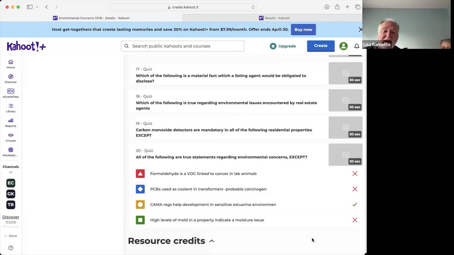The point I wanted to make there is CAMA stands for the Coastal Area Management Act, and actually it makes it more difficult to develop in sensitive estuarine environments. In other words, it doesn't say that you can't do it. It just puts more restriction on it. If you want to build a bulkhead or build a pier out into the water, it's not that the answer is no. It's just that you might have to go through a couple more steps to get it done. And then it was obviously true that high levels of mold in a property indicate a moisture problem. If you have mold, you have moisture. That's what the answer was.